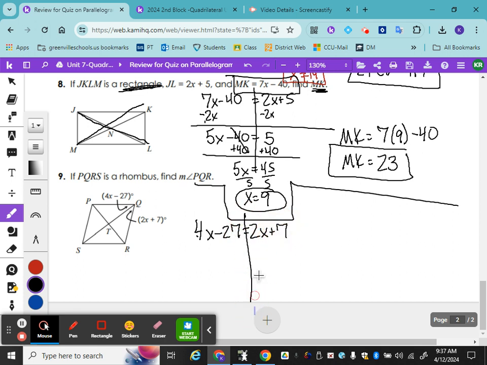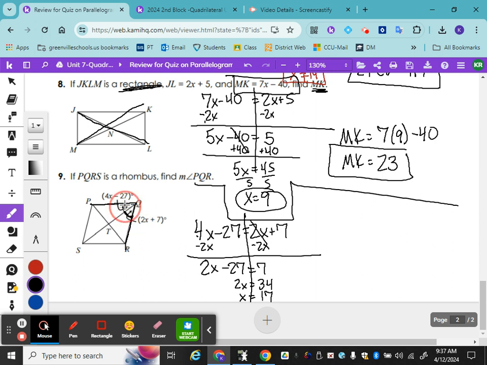I'm not going to have enough room to show every step. I'll show the step people miss the most. Subtract 2x. So not 6x, 2x minus 27 equals 7. Add over 27. 2x equals 34. Divide over by 2. X equals 17. Go back and plug it in.